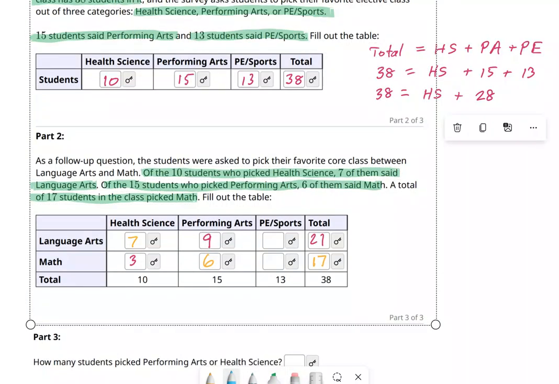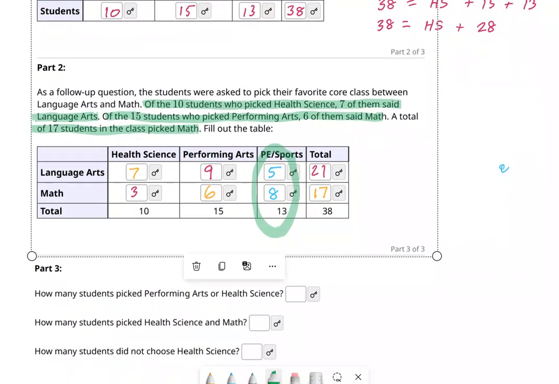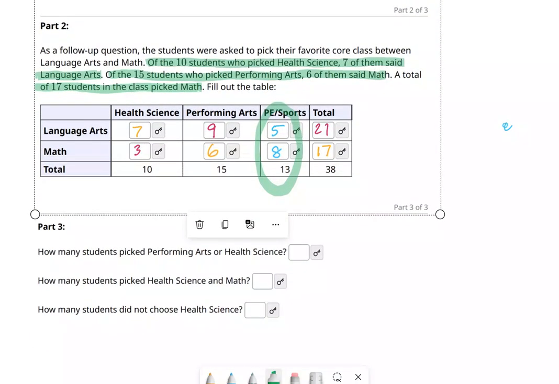So I say to myself, okay, we've got 21 minus 9 minus 7. So that leaves me with 5 left over. Okay, so there are 5 students who like PE and language arts. And the next row down says there are 17 total, 3 who like health science, 6 who like performing arts. That's 9. If I subtract those from 17, I'm going to get 8 left over here. Okay, and look at that. Here's our double check to make sure, like a sanity check. 5 plus 8, that's 13. Okay, so that's great. Now we can move on to this last portion.